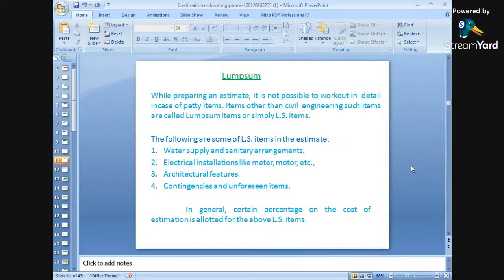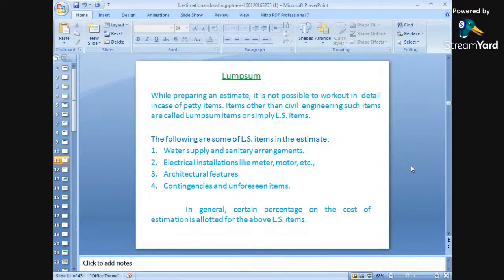Next, what is lump sum? Lump sum is used when, while preparing an estimate, it is not possible to work out the details in case of PT items. That means some minor items will also be there, so every time we cannot have a detailed estimate. Some PT works are to be taken as a lump sum amount, which by experience we can directly provide.